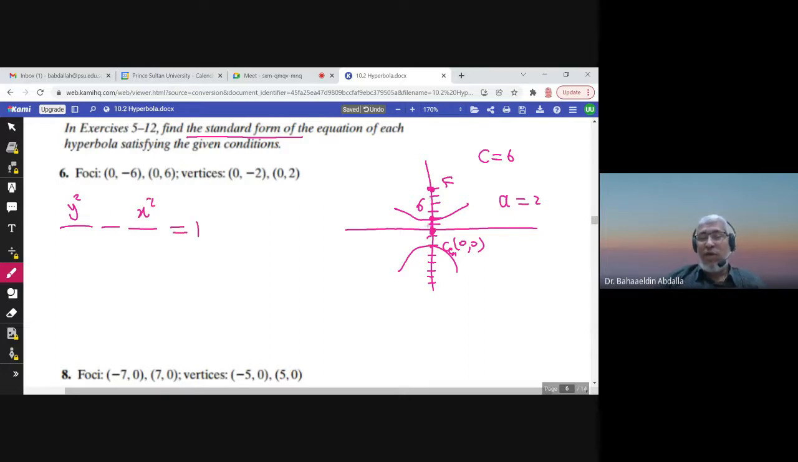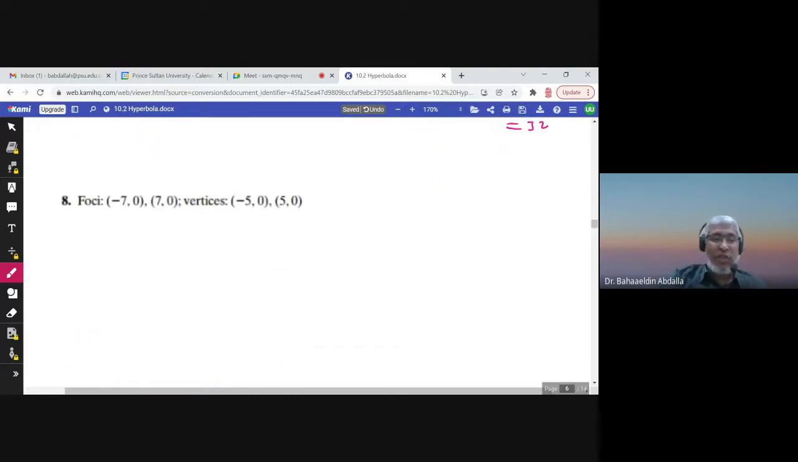Below y squared, 2 squared, which is 4. Now what about b? b squared is c squared minus a squared. So b squared is 32, and we put it below x squared. So that's the answer, the required equation.